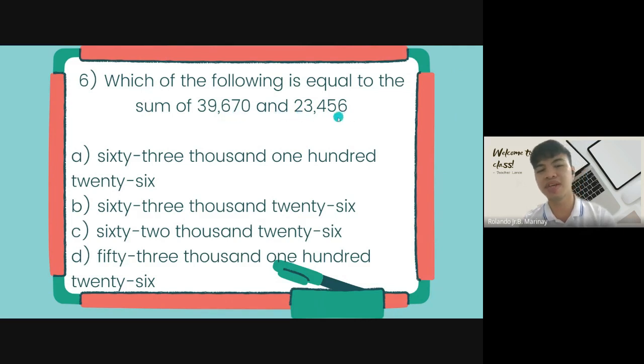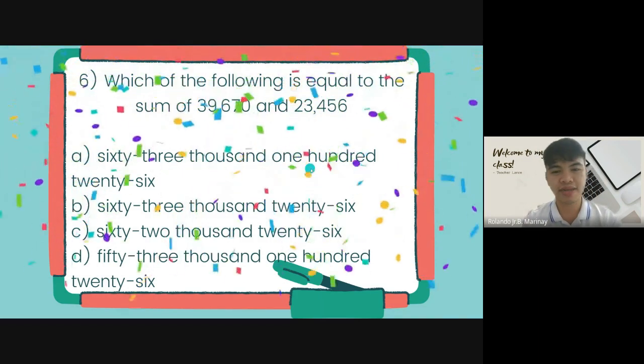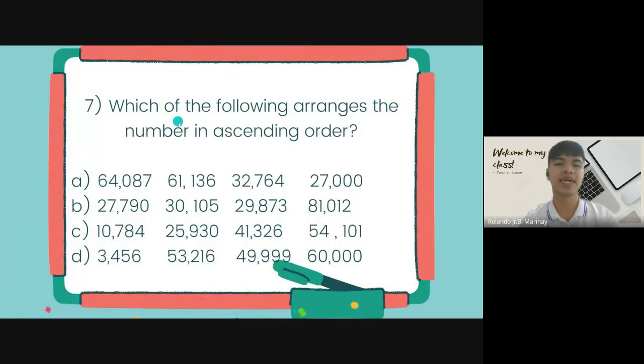39,670 and 23,456? We're going to add them: 39,670 plus 23,456 equals A, B, C, or D? Okay, I'm going to read. A, 63,126. B, 63,026. C, 62,026. Or D, 53,126. Letter? A. A, very good, Namon. That's letter A, 63,126. Next, number 7. Which of the following arranges the number in ascending order?